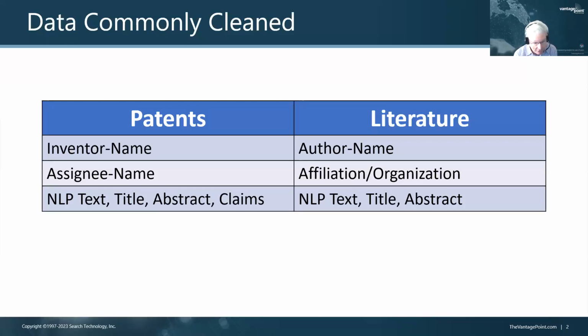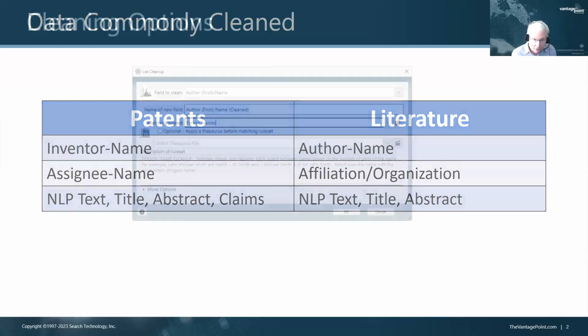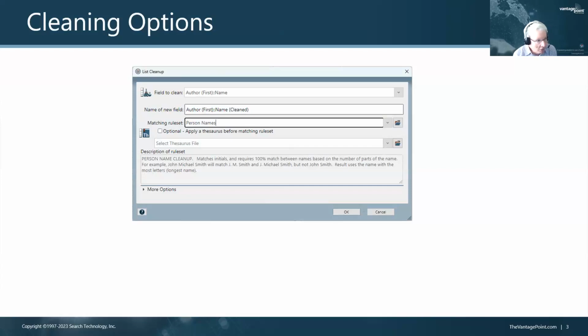But as you may be aware, whatever you can get into VantagePoint in terms of structured text and apply NLP, you can then apply our capabilities around cleaning to. So we're going to be demonstrating the cleaning options. This is the cleaning list cleanup dialog box where you pick a field. In this case, the author name field, and the author name clean field is going to be the new field. We never overwrite fields. We just make new fields in our processes.